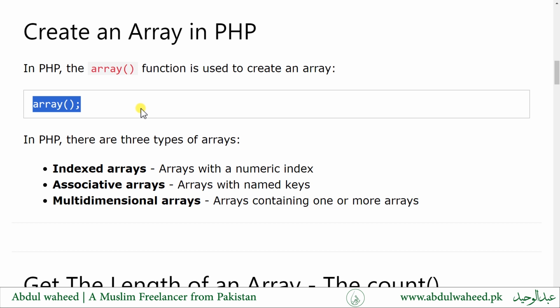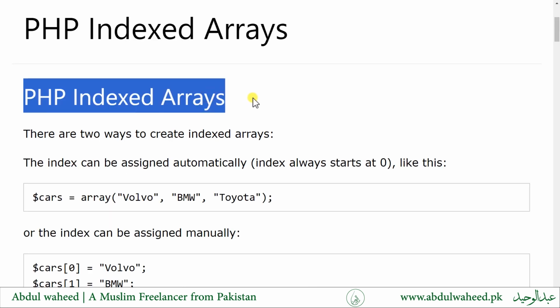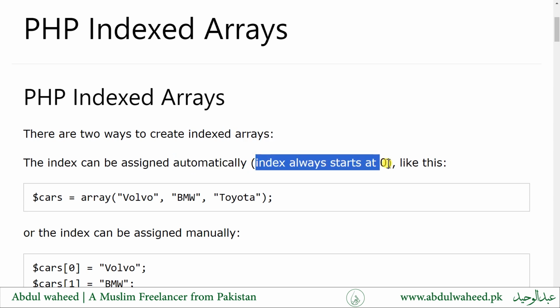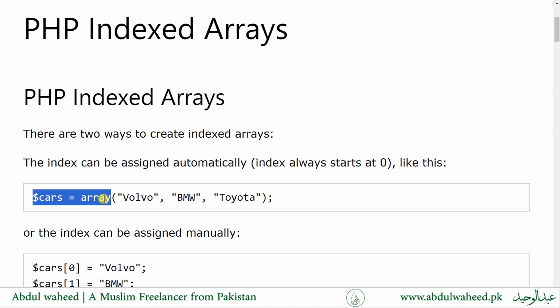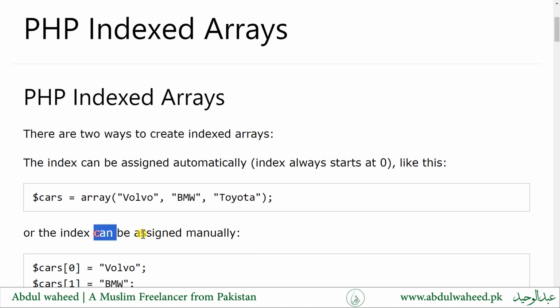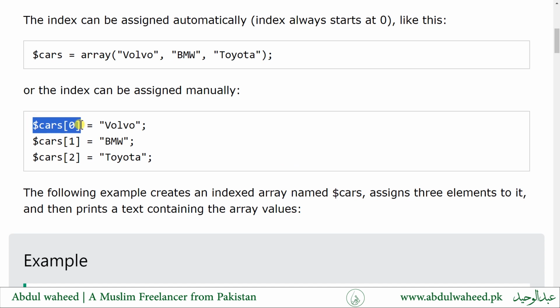In PHP, there are 3 types of array: indexed arrays, associative arrays, and multidimensional arrays. PHP indexed arrays. There are two ways to create an index array. An index can be assigned automatically. Index always starts at 0, like this. Or an index can be assigned manually, like this.